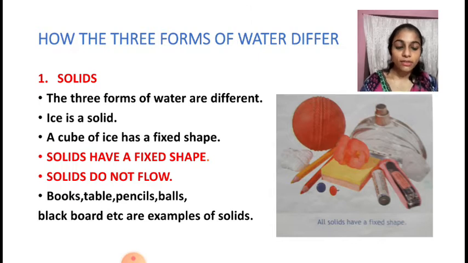Likewise, we are very familiar with the different types of solids around us. For example, book, table, pencil, balls, blackboard, etc. are examples of solids. Not only this, in the picture also you can see different examples of solids, isn't it? All these solids have a fixed shape and do not flow. So the very basic thing about solids is that they have a fixed shape and do not flow. Okay, you can find more and more solids. What are the different solids around you? You can find out.